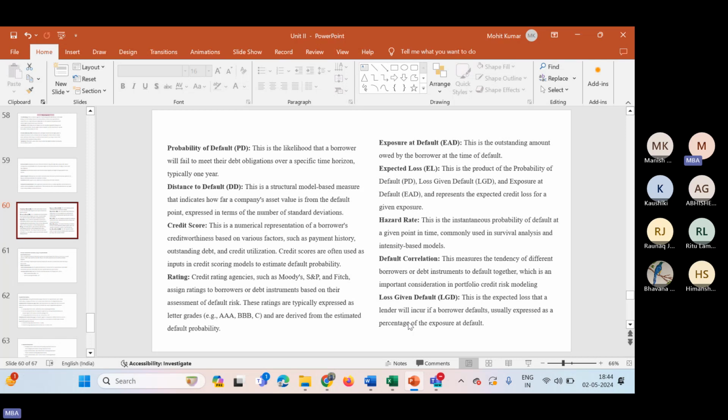Distance to default is a structural model based measure that indicates how far a company's asset value is from the default point, expressed in terms of number of standard deviations. So suppose the mean probability of defaulting on a bond is 5%. In general, with similar companies in the economy, the mean default probability is 5%. But the company you are measuring may have 0% or 1%, and maybe the standard deviation you calculated is 5. So you may say that the company is 5 standard deviations away from the mean, meaning that company is a little bit away from actually going into the default zone.